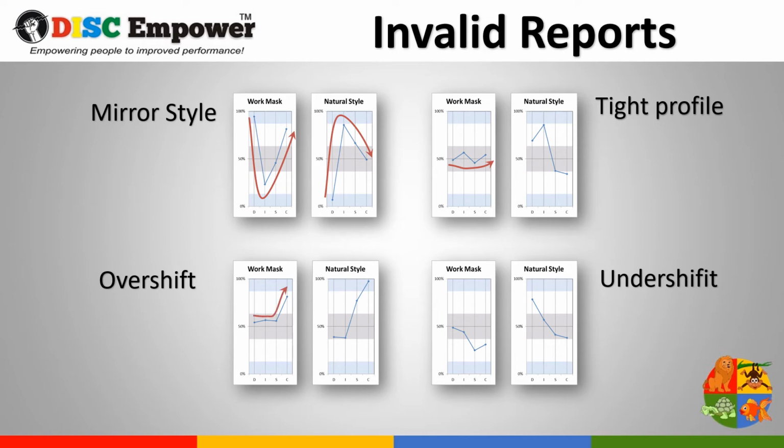The third type of invalid report is when all the dots in one of the graphs appear above the line, above that 50% line. If you see all the dots appearing above the 50% line, you know that's an invalid report. And the last style is what's known as undershift. That's where all the dots on one of the reports appear below the line.